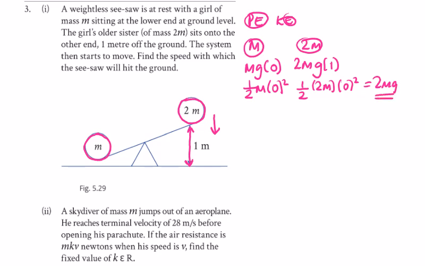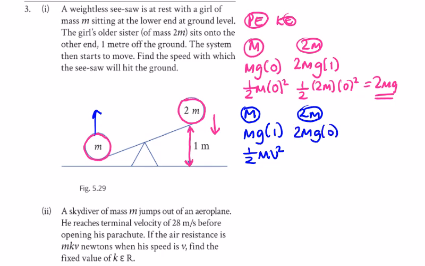Then it starts moving and hits the ground. So let's do it in blue. m becomes up here, so m is 1 above the ground. So we have mg by 1. We don't know its speed, a half m v squared. 2m is now on the ground, so 2m by g by 0, and a half 2m v squared. So the total energy in the system now is mg plus a half m v squared plus m v squared, which is mg plus 3mv squared over 2. Has to be equal to the original energy, 2mg.